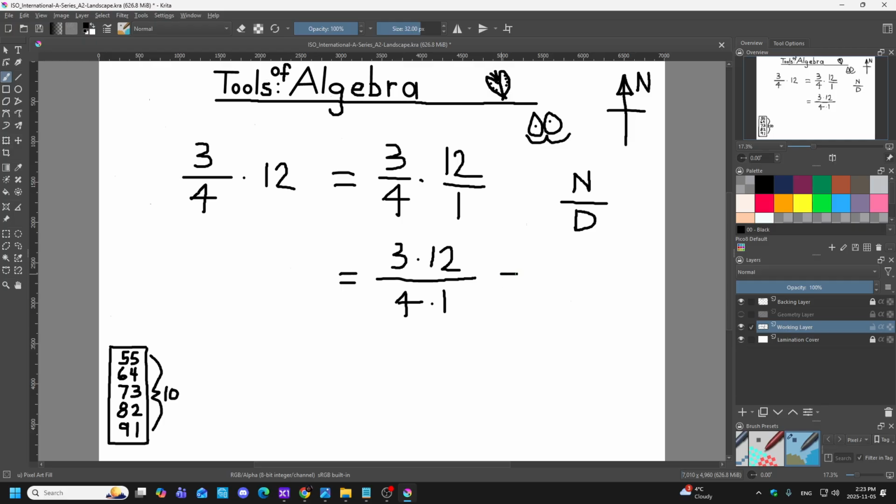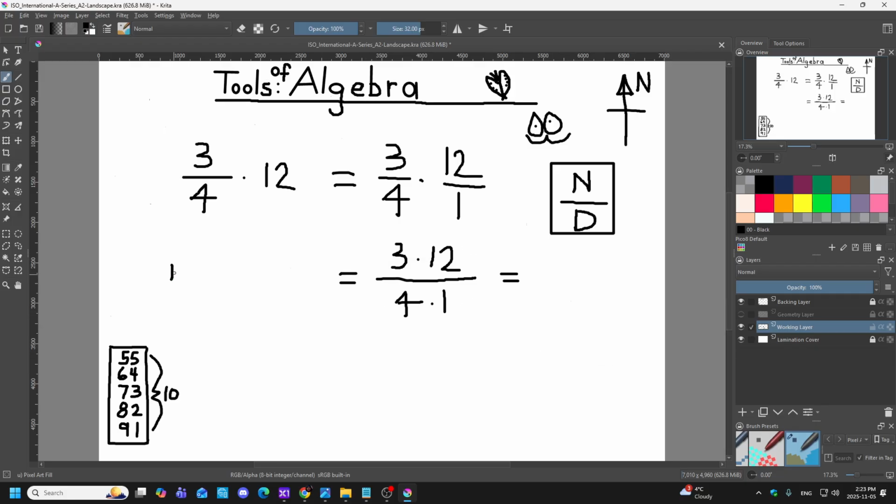I apologize, I was checking the time. With fractions and multiplication and division, all we have to do is straight multiply the numerator and straight multiply the denominator. It is that easy.